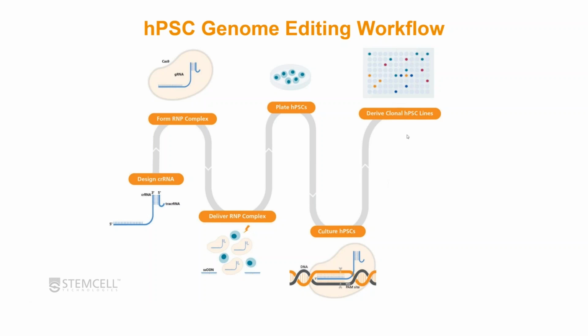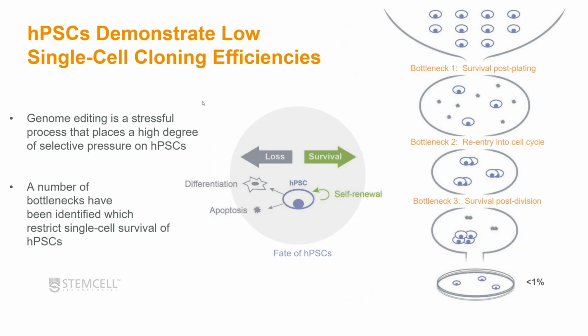But again, this part is a significant pain point because pluripotent stem cells are quite challenging to clone, and they exhibit very low single cell cloning efficiencies. So we know that genome editing is a stressful process. It involves electroporation typically and delivery of the RNP complex. It then involves a double-stranded break that the cell needs to overcome and repair, and hopefully repair in the way that you are intending. And so it places a high degree of selective pressure on pluripotent stem cells. So there's a number of bottlenecks that restrict single-cell survival of pluripotent stem cells, especially in the genome editing workflow.